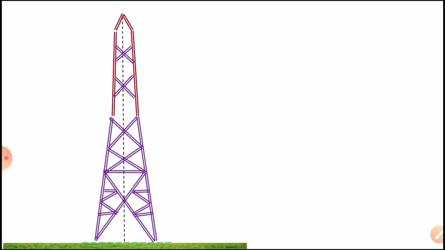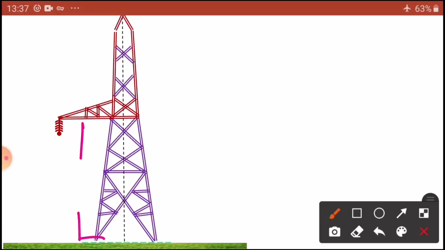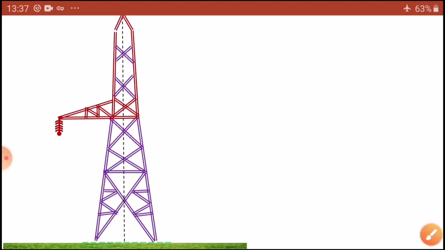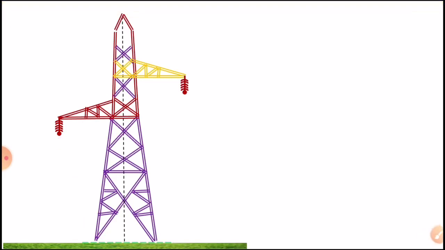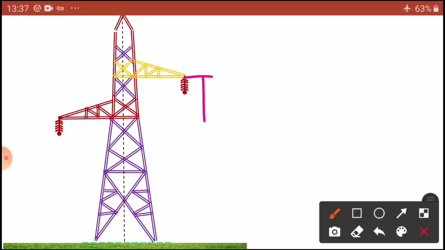Now divide the place. This place is nearly 17 meters from here to here. This length, from this place to this place, is equal to 4.5 meters. Now another 4.5 meters you draw for the other length. Then you are going to get 2.5 meters height, and you are going to get nearly 19.5 meters.